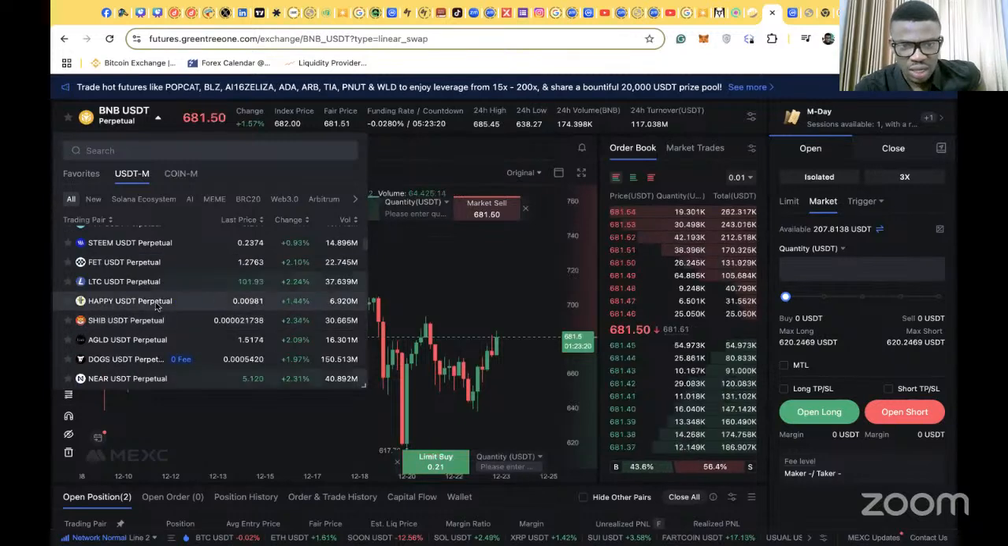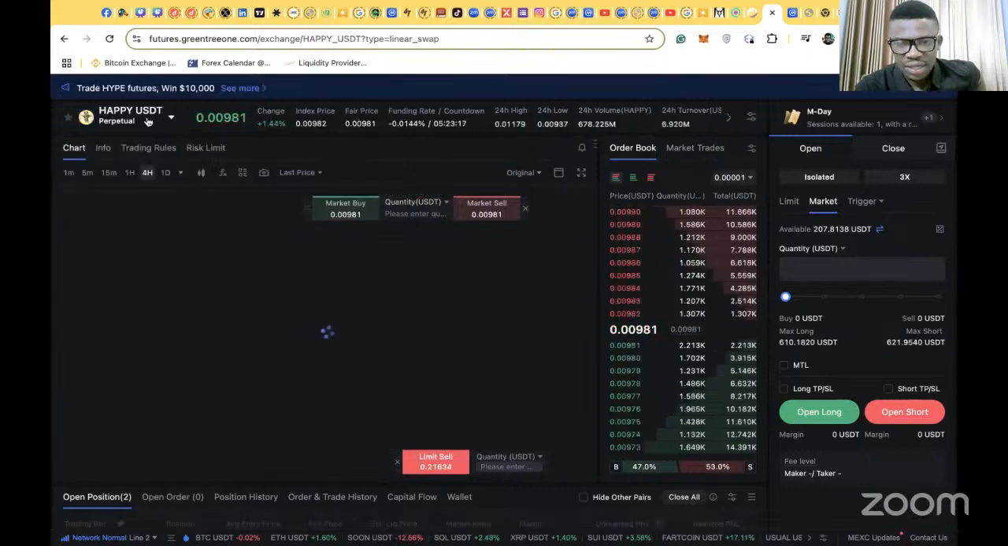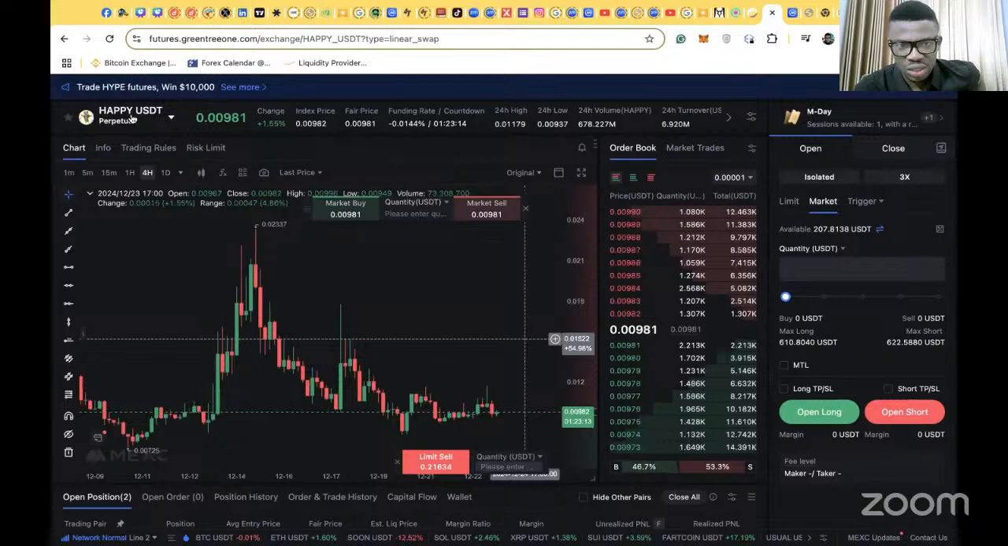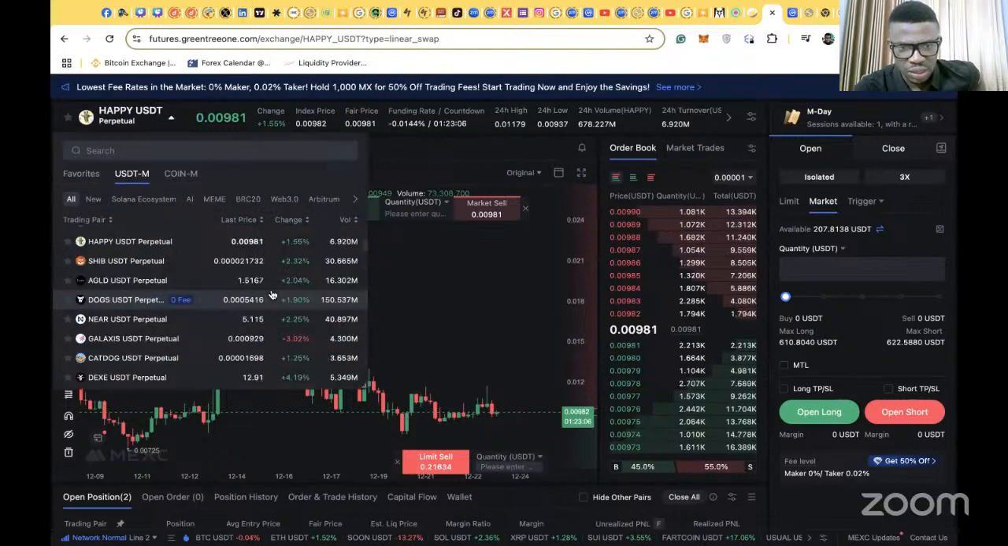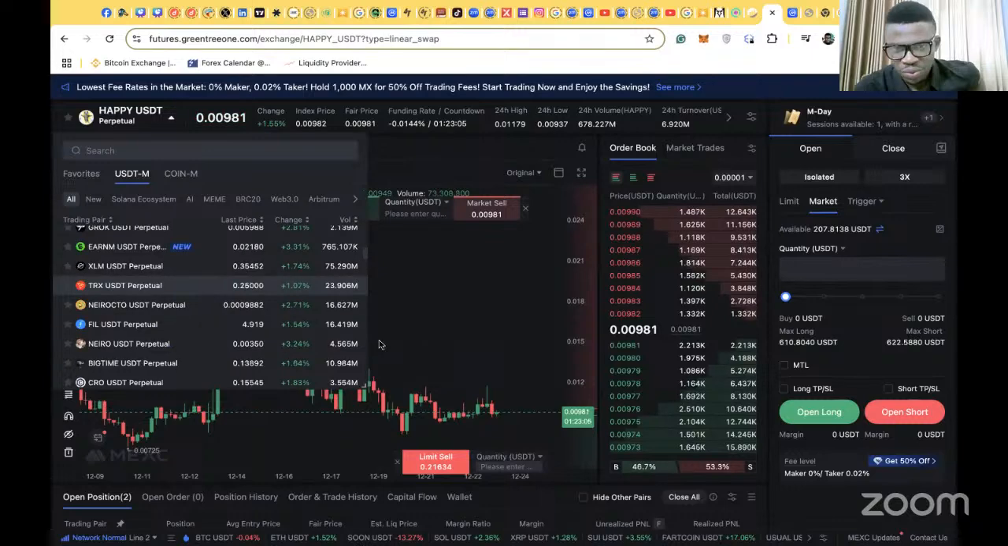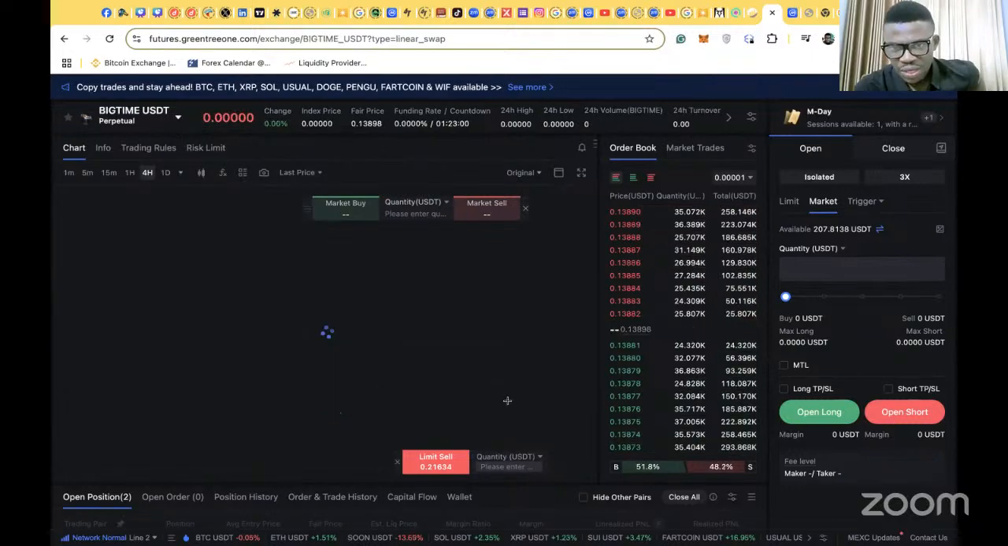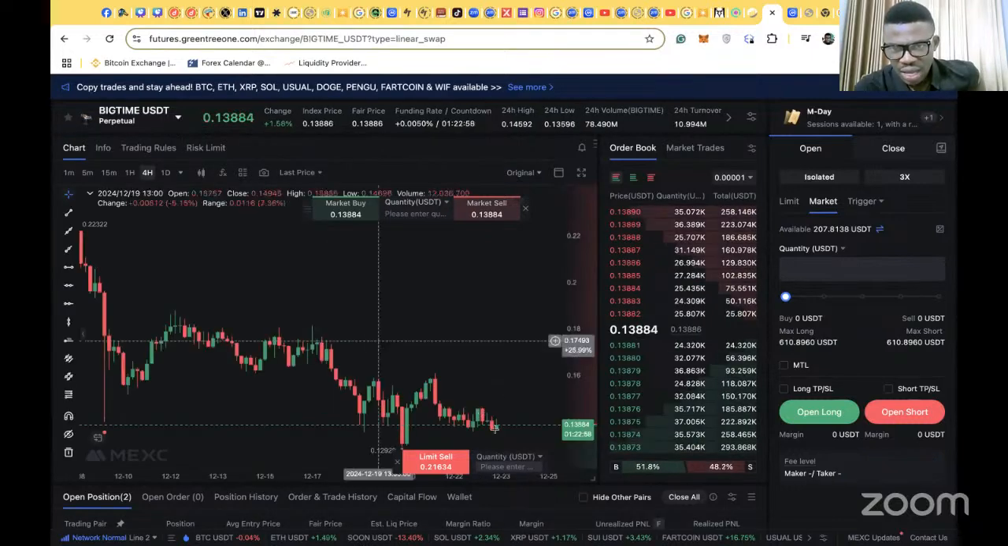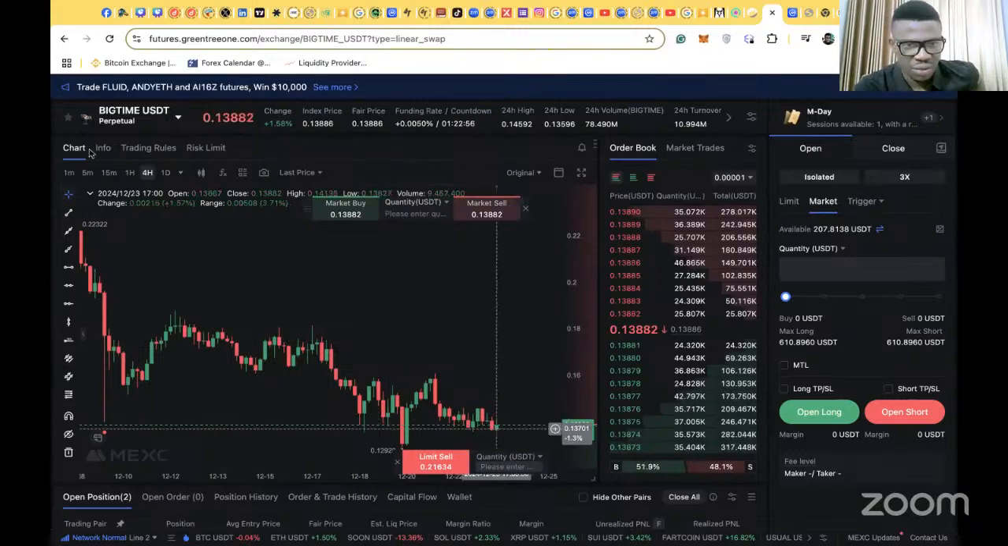Let's see Happy, if Happy will make us happy. Happy USDT. There's a bearish engulfing. I can't even touch it. The last 2 candles was a bearish engulfing, so we'll have to wait. Let me see Big Time. Big Time, how far are you really? You're going to help us big time. Big Time here has a lot of bearish push to the downside, and I don't think I would like to touch it.